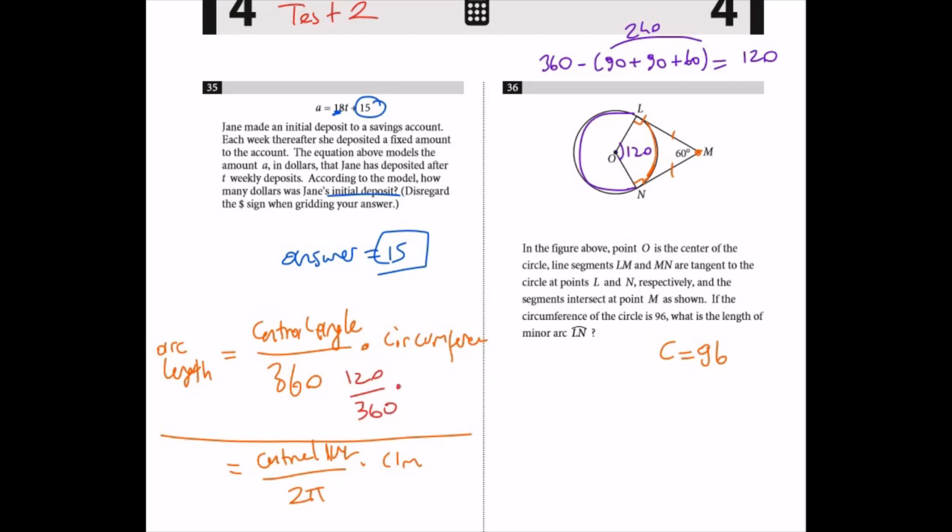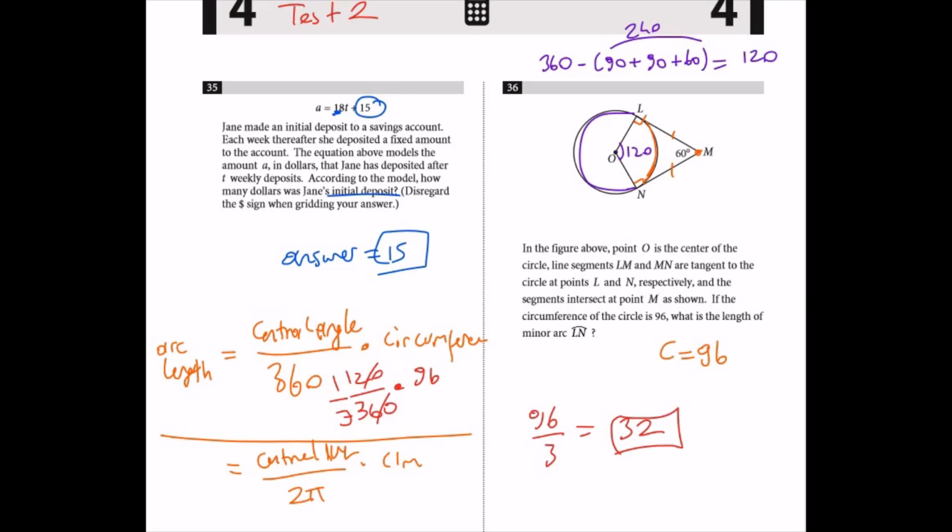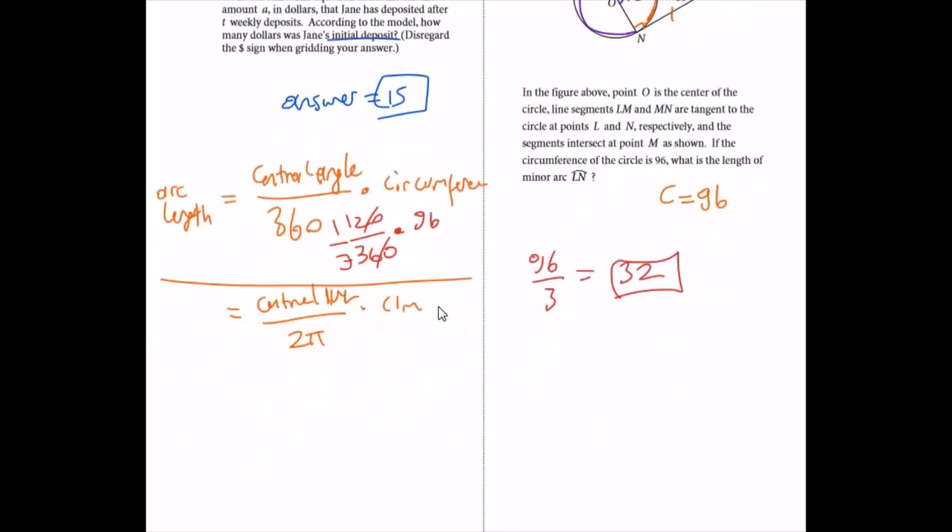We know that the circumference is given, times 96. This is 1/3, and 96 divided by 3 is the answer. Then it's going to be 32. Then you're going to write here 32 and then bubble in correctly. Okay, let's go to question number 37.